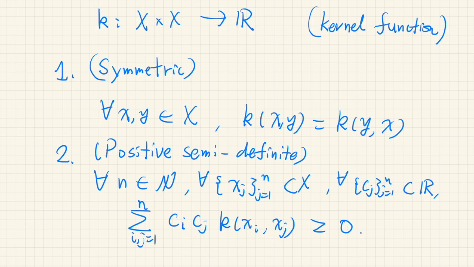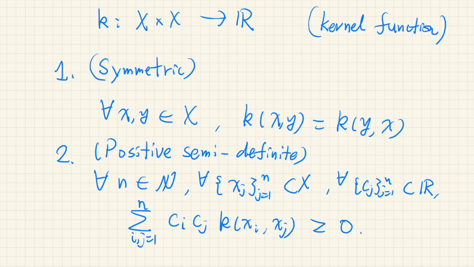Alright, a function k from X times X to the real numbers, where X is any set, is called a kernel function if it is symmetric and positive semi-definite. Here, symmetric means k(x,y) equals k(y,x), and positive semi-definite means that for any set of n elements of X and any set of n real numbers, where n is any natural number, this quantity is always greater than or equal to 0.